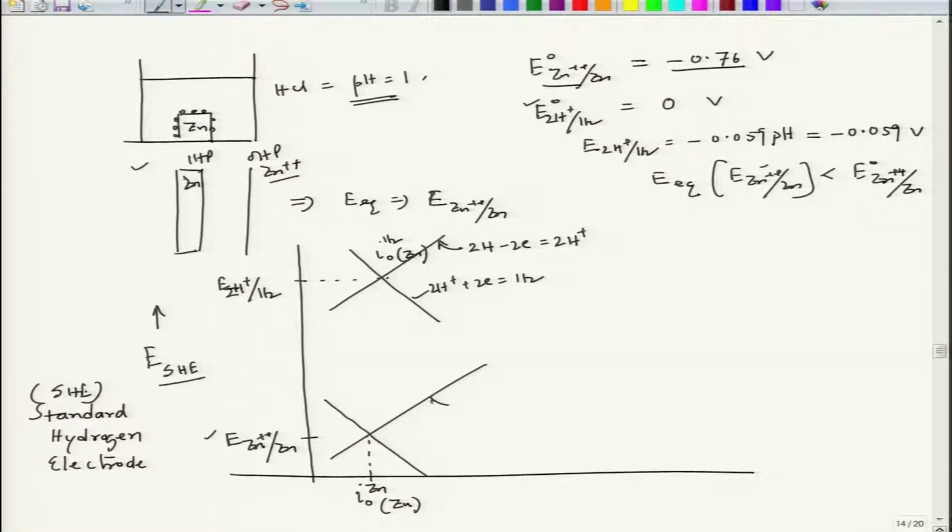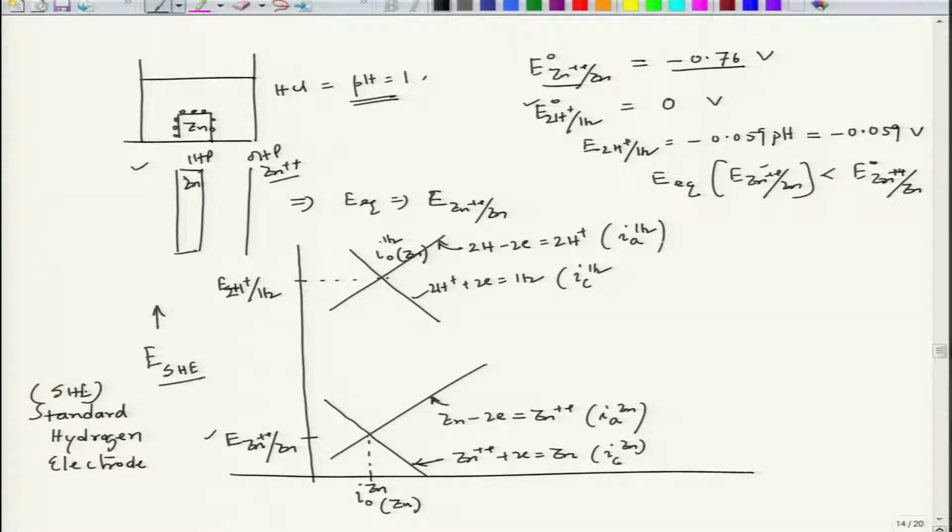This is zinc minus 2e equal to zinc plus plus. This is zinc plus plus plus 2e equal to zinc. So, this is corresponding to IC of zinc, corresponding to IA of zinc. This is corresponding to IC of hydrogen, this is corresponding to IA of hydrogen, fine. So, these are the current densities we could see.